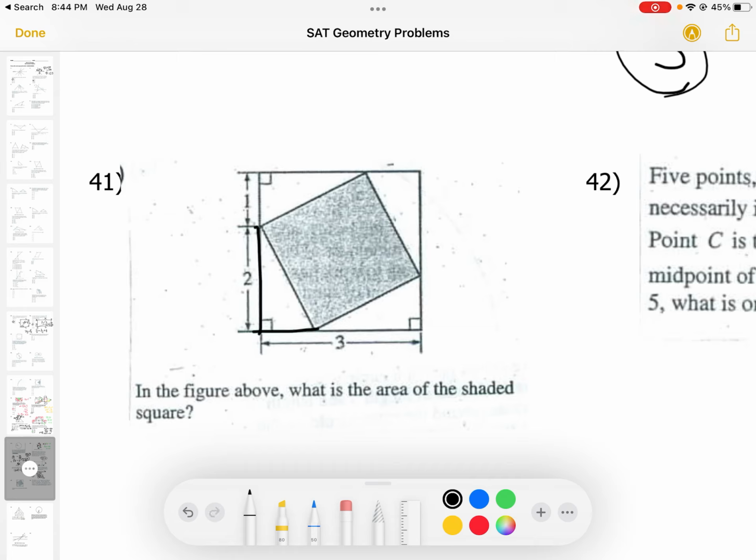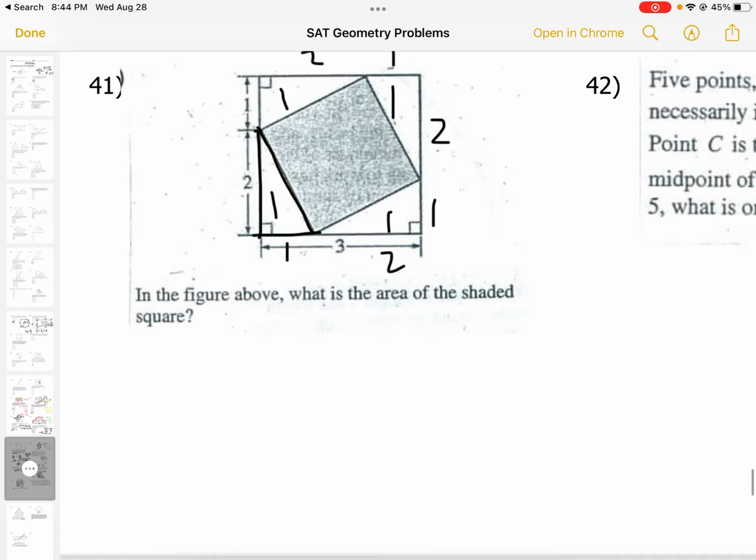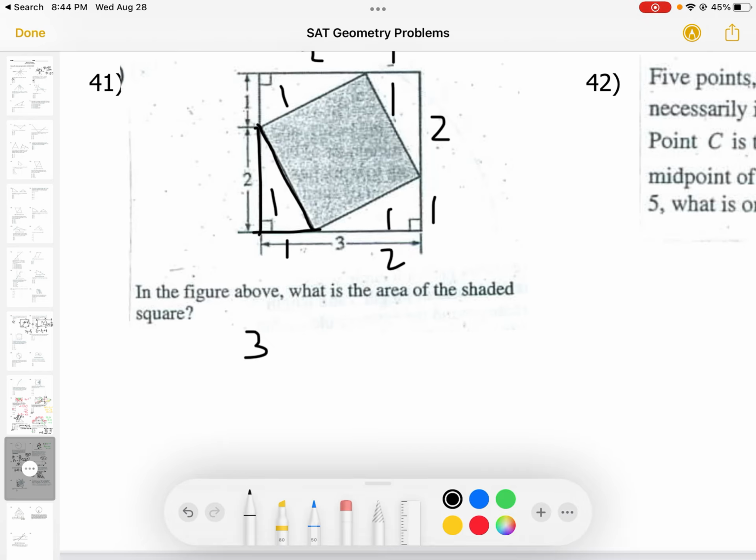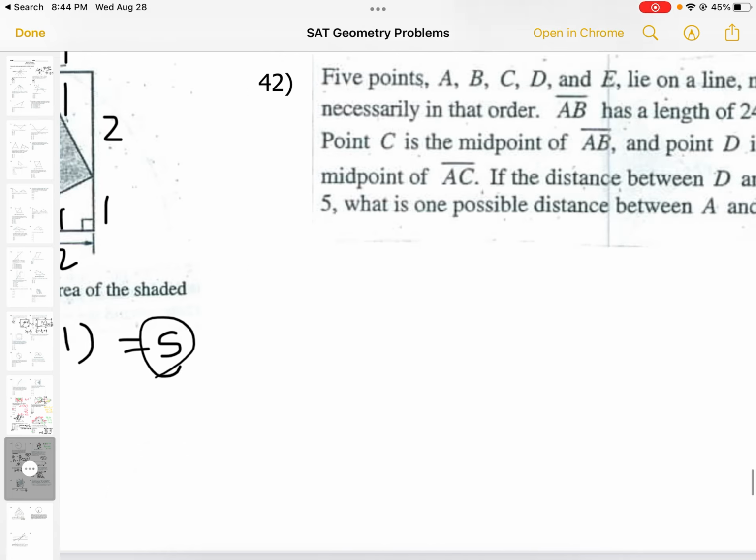So what this looks like is this is a 2 by 1 right triangle, just rotated over and over again, right? So this will be 2, this will be 1, this will be 2, this will be 1, this will be 2, this will be 1. Each of these triangles has area 1. And this is a square with side length 3. So the area of the shaded square is just 3 squared minus 4 times 1. That's just 5. And it looks like that's the answer.